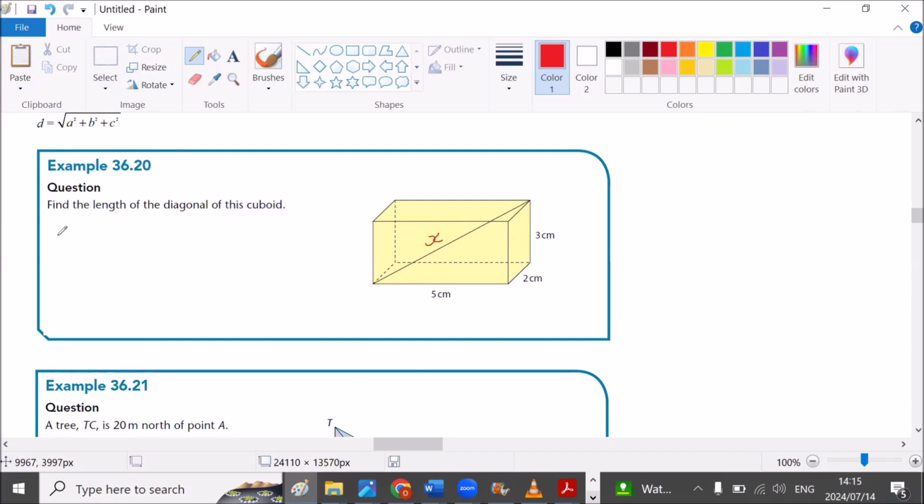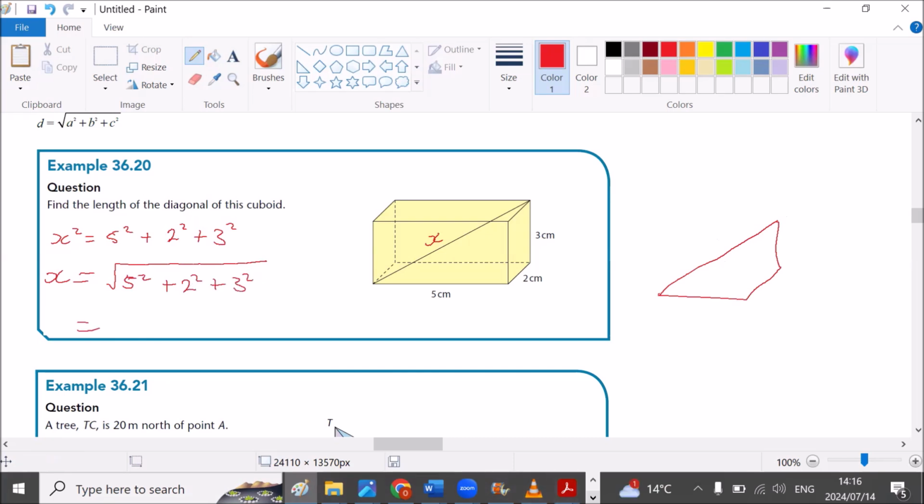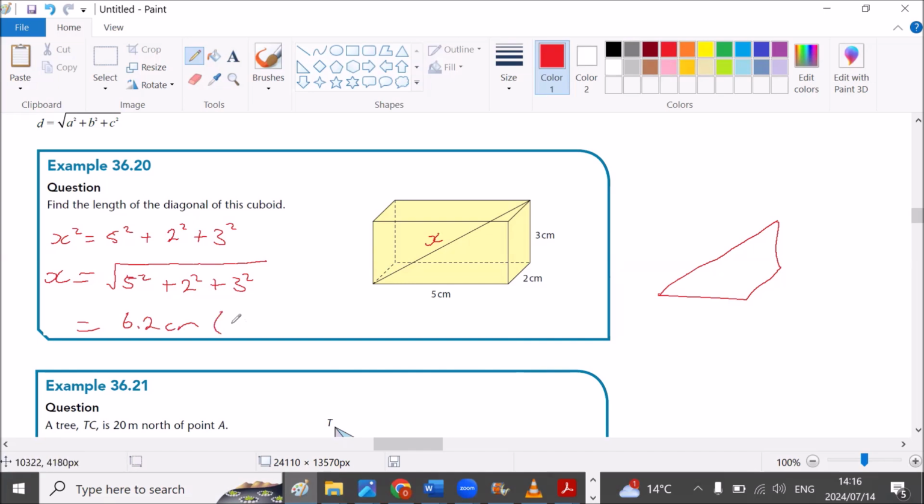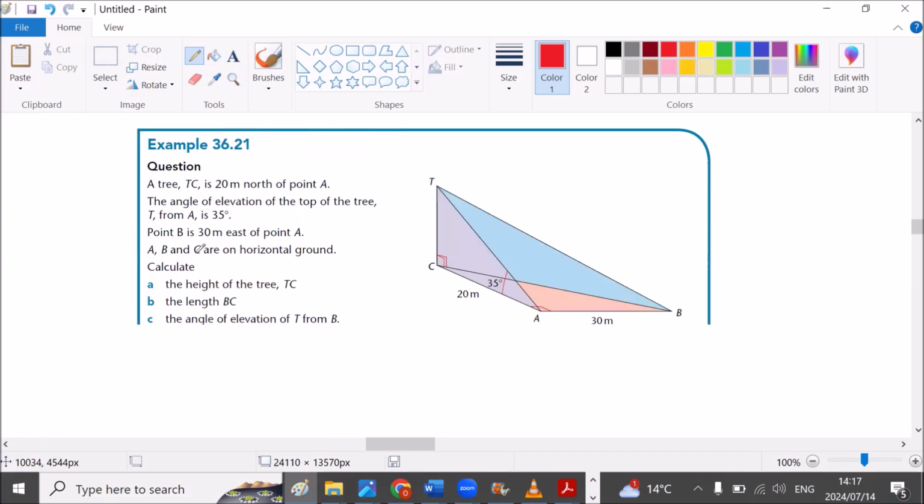Let's call it x. So we can say, using our equation, x squared is equal to 5 squared plus 2 squared plus 3 squared. Therefore, x is equal to the square root of 5 squared plus 2 squared plus 3 squared, which we can get on our calculator. That is root 38, which is 6.2 centimeters to 1 decimal place.